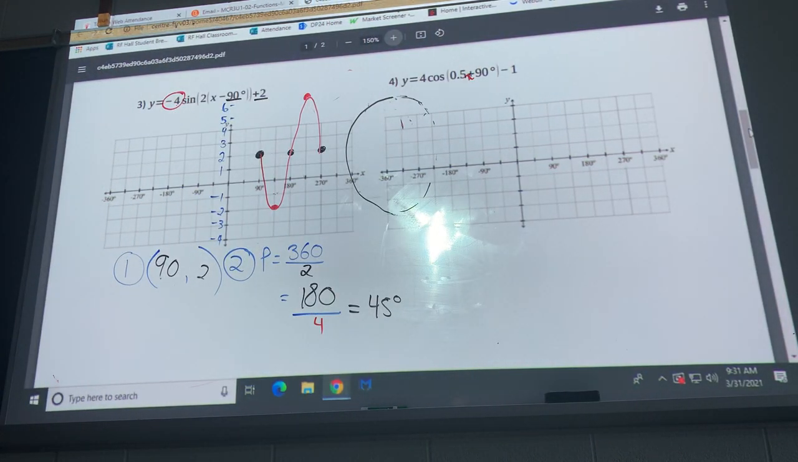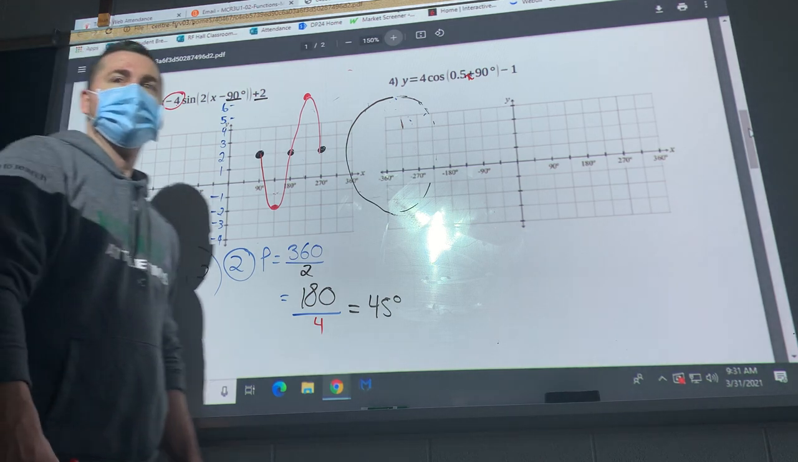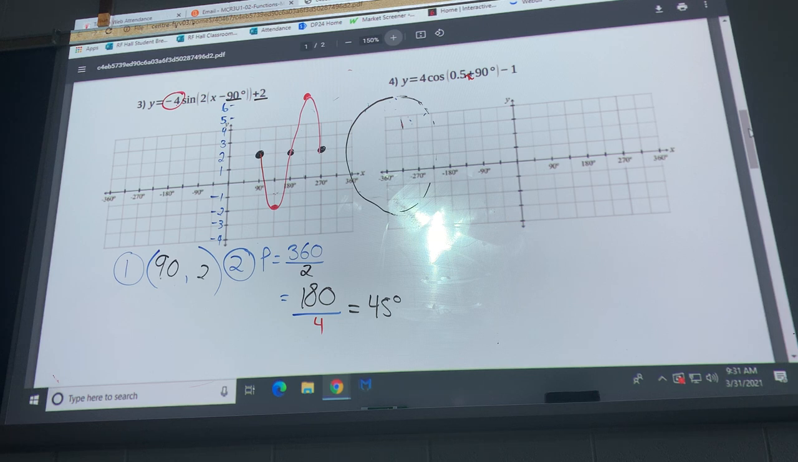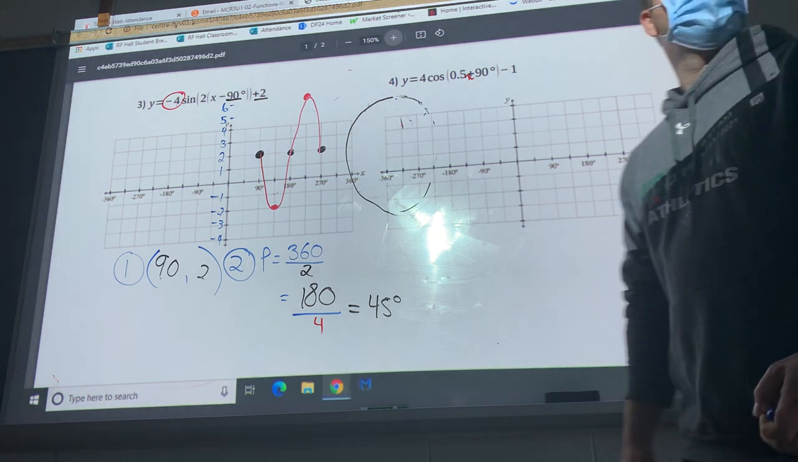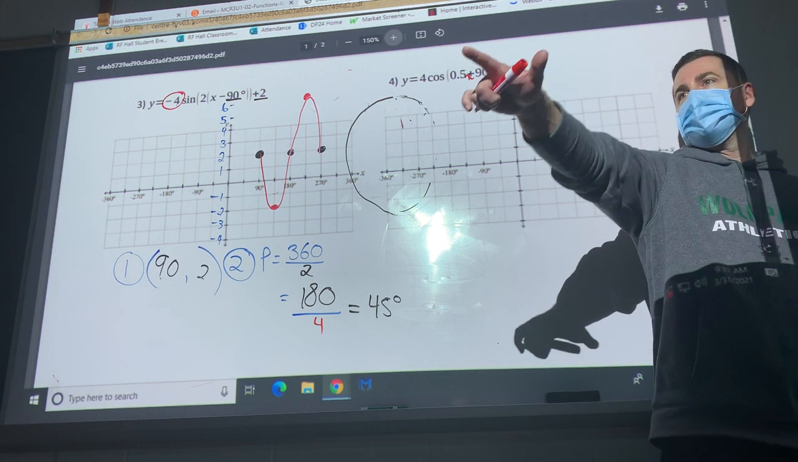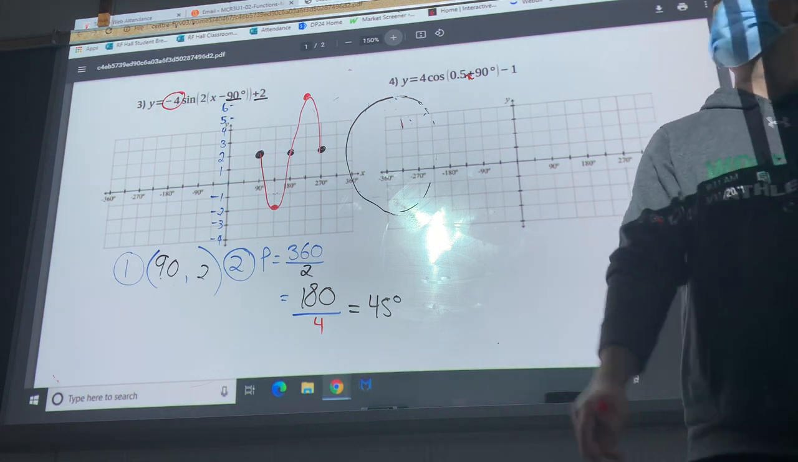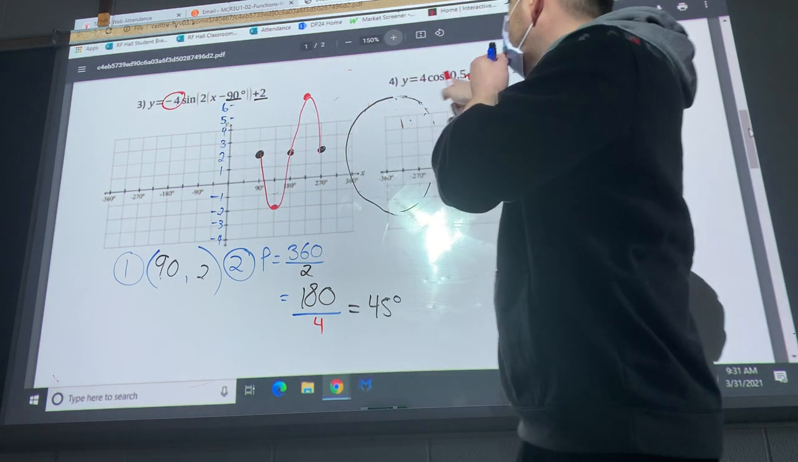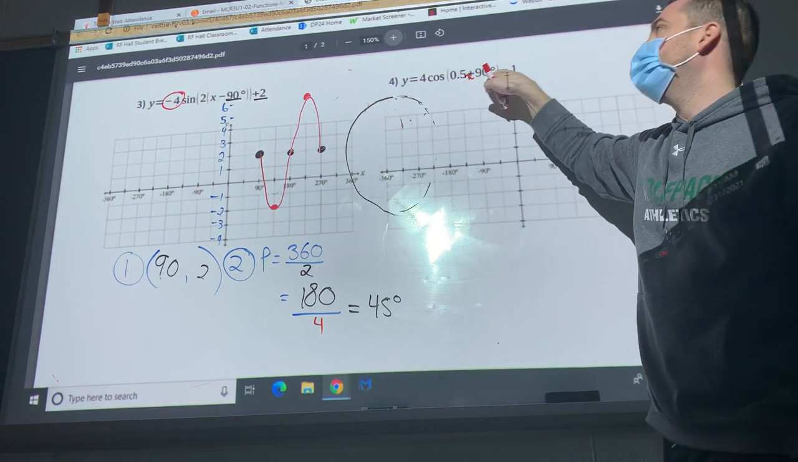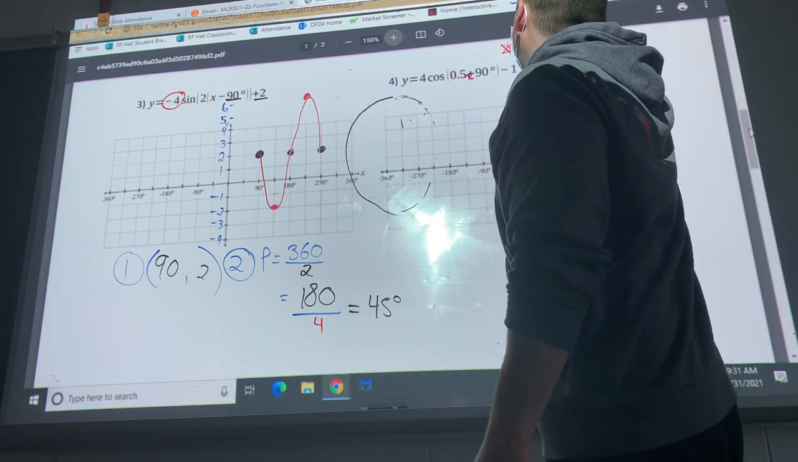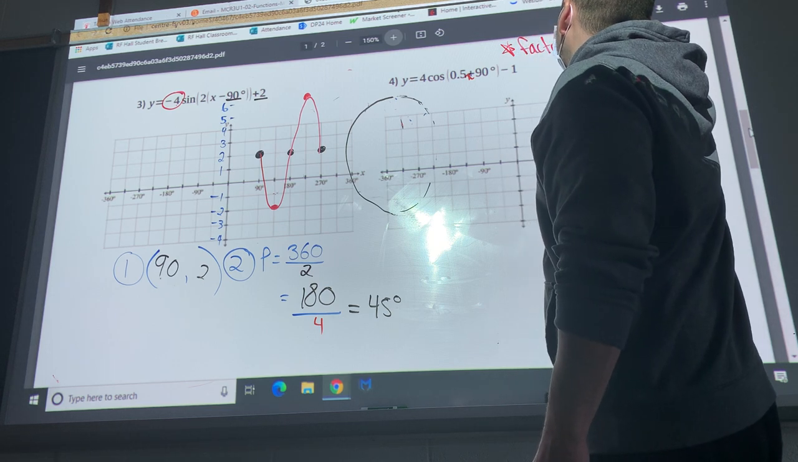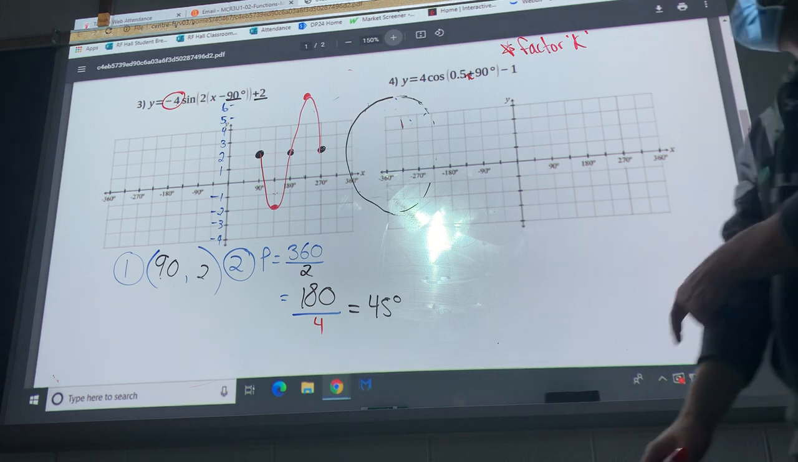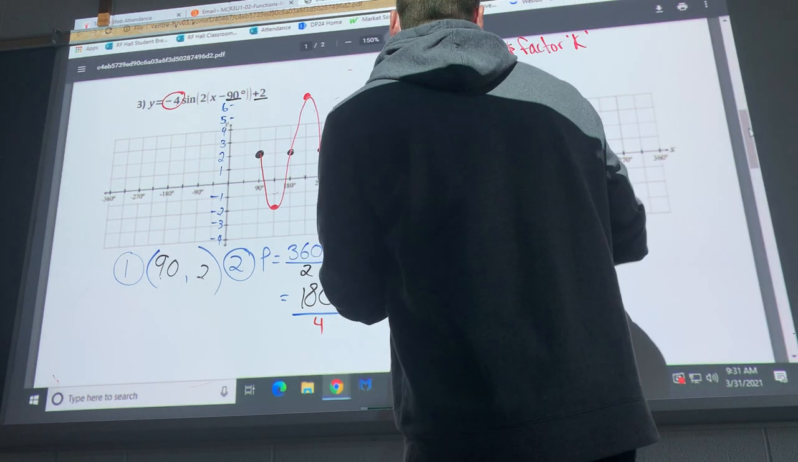Half of you forgot to do this on the test. Factor out the K. So we didn't have double brackets. If you look at all the other ones with the double brackets, this one doesn't, and it has a K value. So we've got to factor out the K. Don't forget that. So many people forgot it on the last test and the test before.